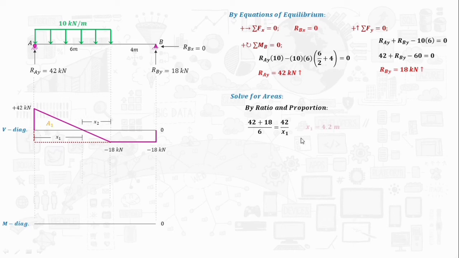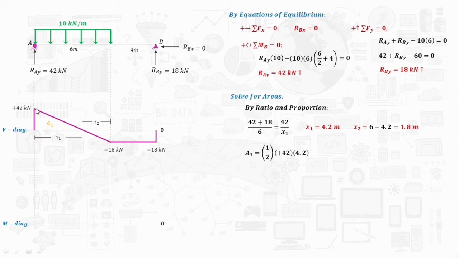So, makuha natin sa x1, which is equal to 4.2. Or pwede din na, 42 plus 18 is to 6 equals 18 is to x2. Makuha mo yan sa x2. Or, minus mo si x1 dito sa 6. Okay, so meron na tayong x1 and meron na tayong x2. So, masosolve na natin si area 1 and area 2.